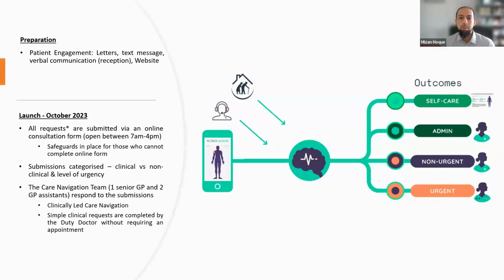So what did we do? Fundamentally, we spent a lot of time engaging our patients. We had a lot of conversations with patients. We communicated that we've taken a lot of feedback from them, and this is what the new appointment system looks like. It uses a digital tool called Clinique. Between the hours of 7 a.m.